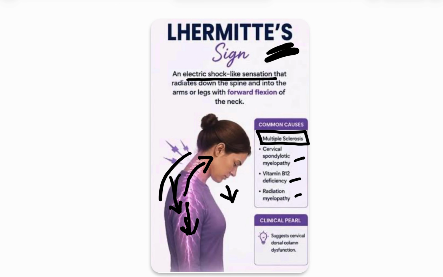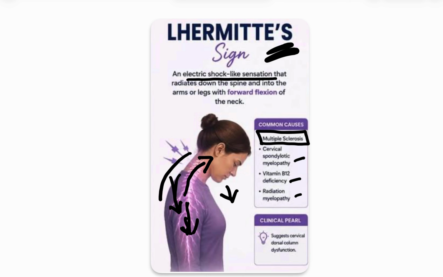For example, a question will be coming like this: the patient is coming to the ward and the patient has got neurological symptoms. The examiner asks the patient to sit on the chair. When the examiner flexed the patient's head, the patient said she or he had an electric shock-like sensation radiating towards the spine and arms. What is the diagnosis of the patient? The question looks like a huge, massive one, but the answer is very simple. It is multiple sclerosis.